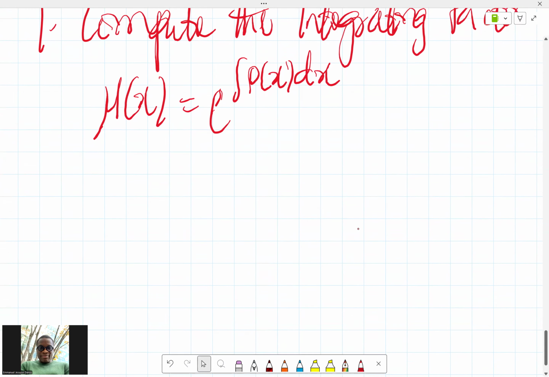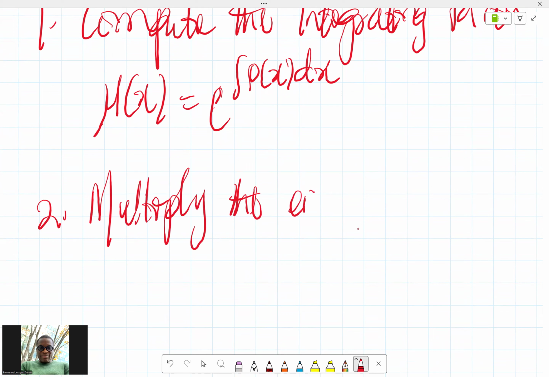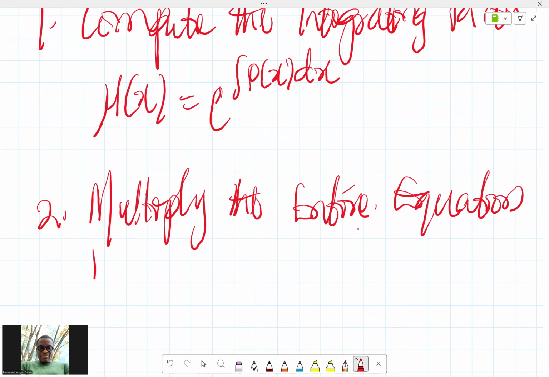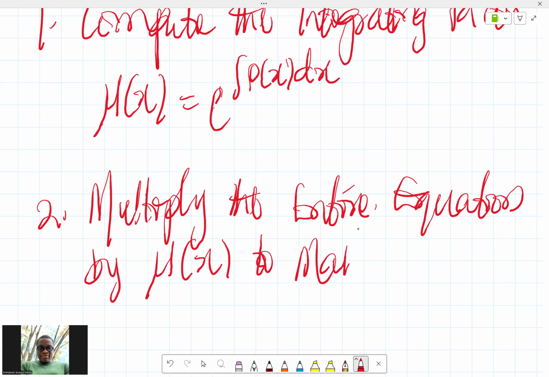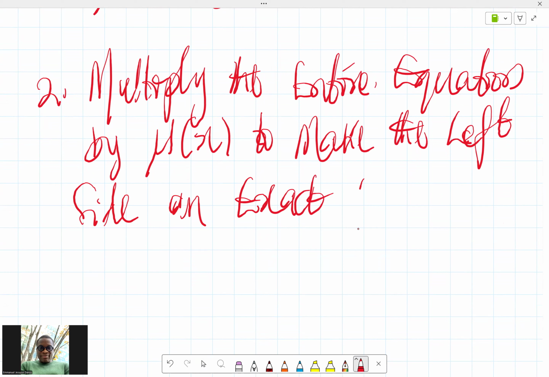The second thing we want to do is to multiply the entire equation by mu of x, that's the integrating factor, to make the left side an exact derivative. So that's the next thing we do.